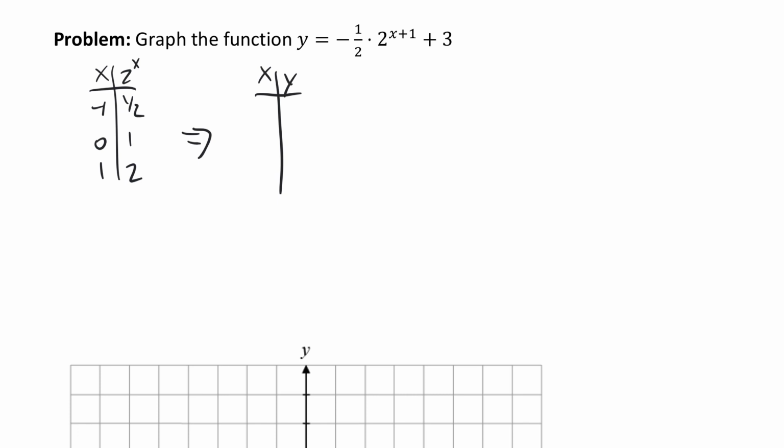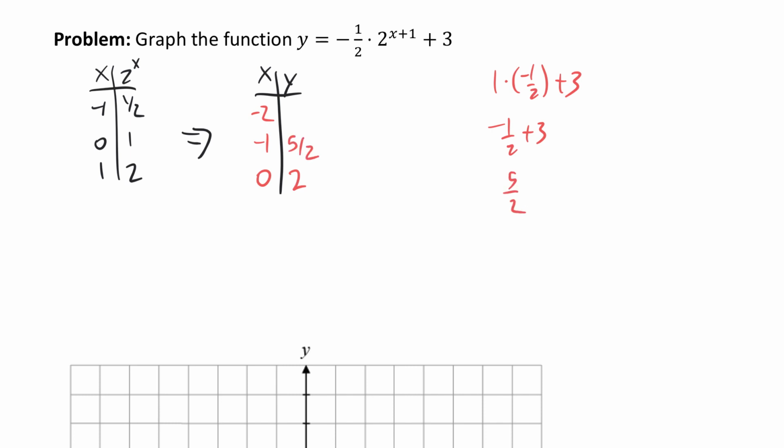So again, let's do the x values here because those are easy. We just go ahead and subtract 1. So we get -2, -1, and 0. For the y values, we have to multiply by -1/2 and then add 3. So let's start with the 2. 2 times -1/2 is going to be -1, plus 3 will be 2. Then 1 times -1/2 is -1/2, plus 3, so 5/2.